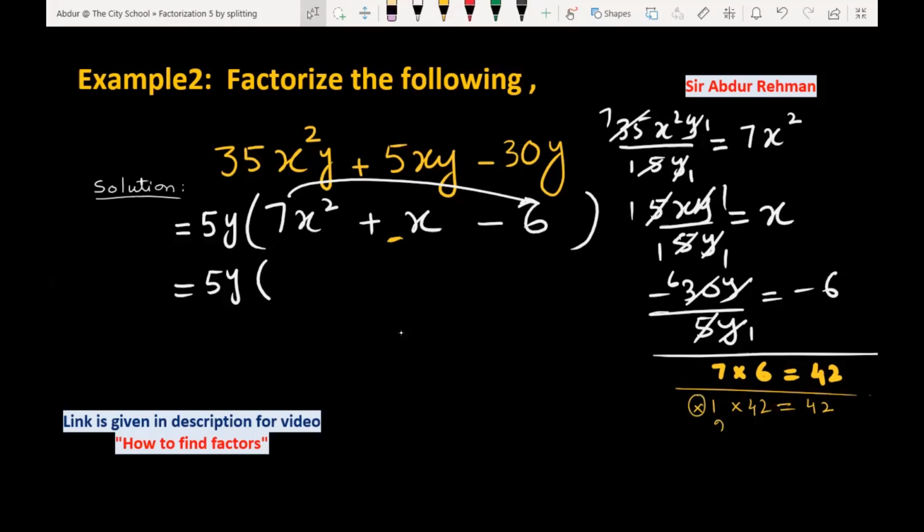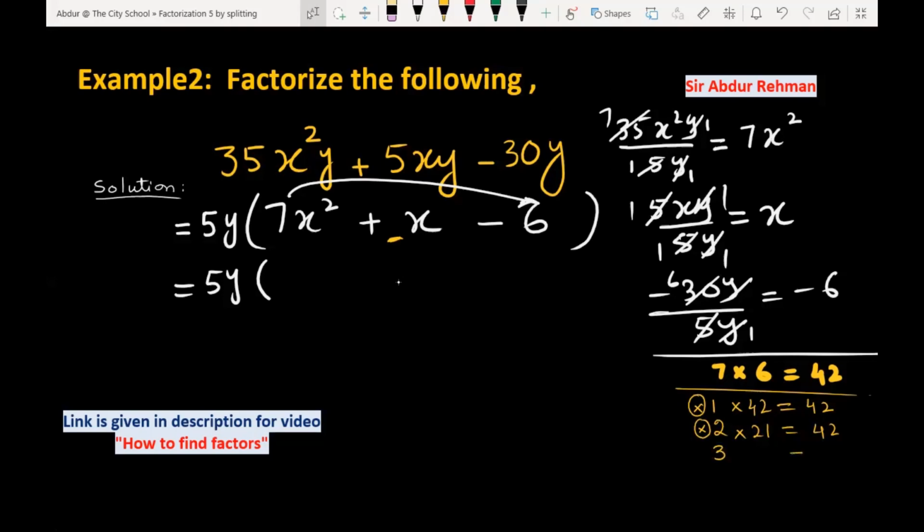Next factor, 2 times 21 is 42. So 21 plus 2 is 23, and our target is 1. 21 minus 2 is 19, but our target is 1. So these factors also are rejected.